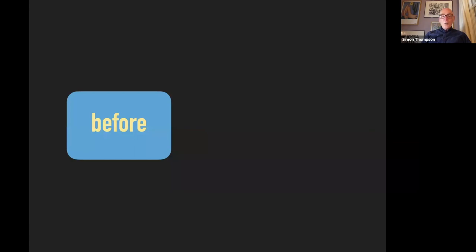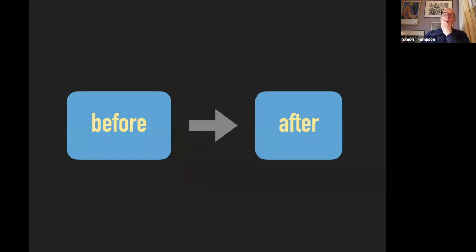Let's take a look at what we mean by what goes on in a refactoring. Typically, we have some code from before, we transform it in some way, and we have the code after. And to guarantee trust, there are two things we can look at. We can look at how the two are related. We can look at the before code and the after code and ask, how are the after and before related?